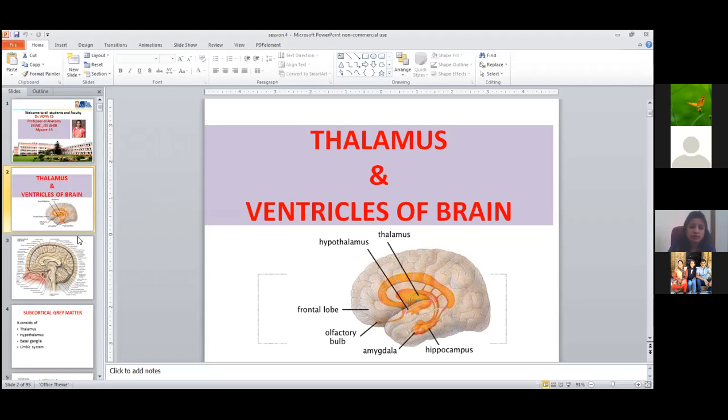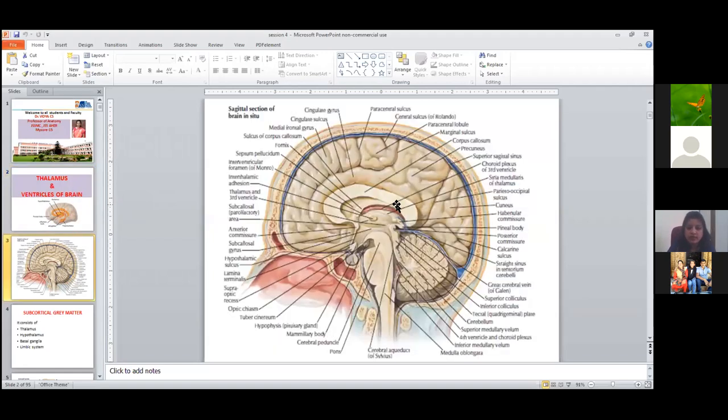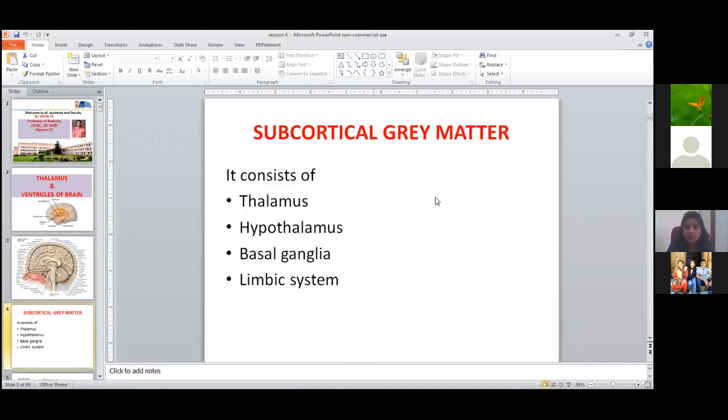So coming to the thalamus. Where is this thalamus? This is part of the diencephalon. So here is the thalamus. Mainly the diencephalon consists of the thalamus, hypothalamus and epithalamus. What is the subcortical gray matter? They are the thalamus, hypothalamus, then basal ganglia as well as the limbic system. The important ones I'll be telling you are the thalamus as well as the hypothalamus.